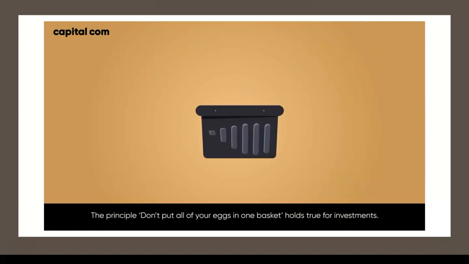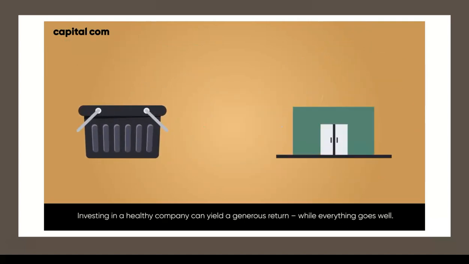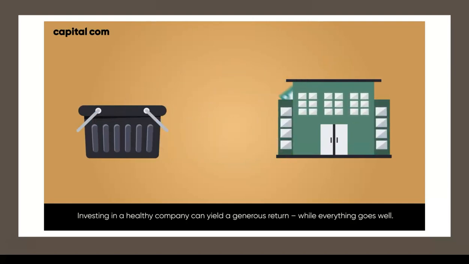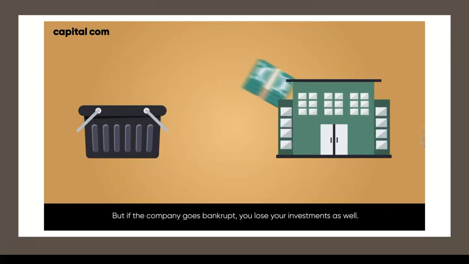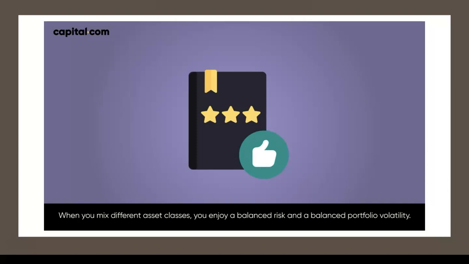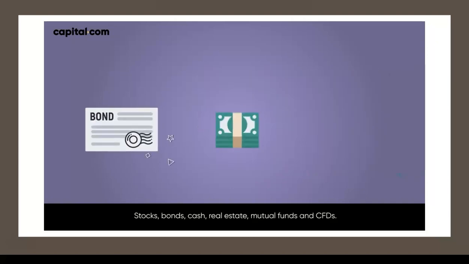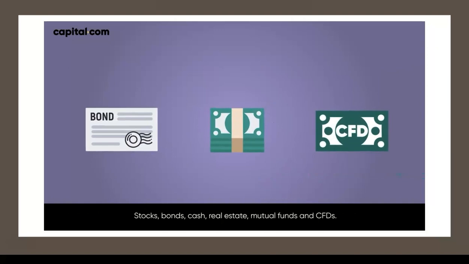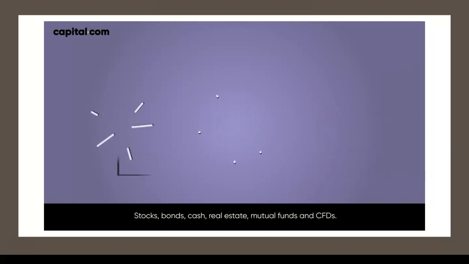The principle "don't put all your eggs in one basket" holds true for investments. Investing in a healthy company can yield a generous return while everything goes well. But if the company goes bankrupt, you lose your investments as well. The key is portfolio diversification. When you mix different asset classes, you enjoy a balanced risk and a balanced portfolio volatility. Stocks, bonds, cash, real estate, mutual funds, and CFDs.